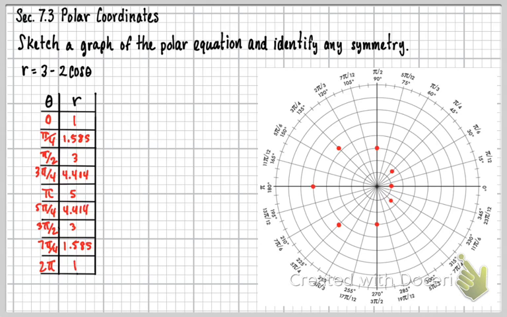All right, so now if we graph that, that's going to be our picture. So there it is. That's our sketch of our graph.